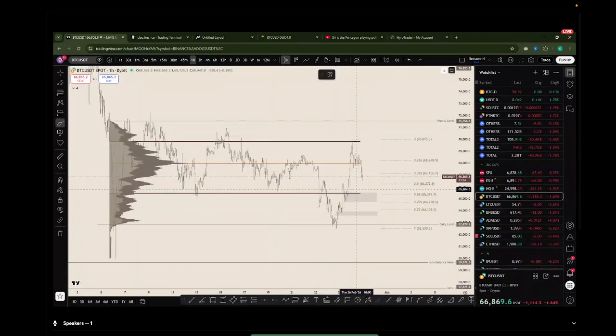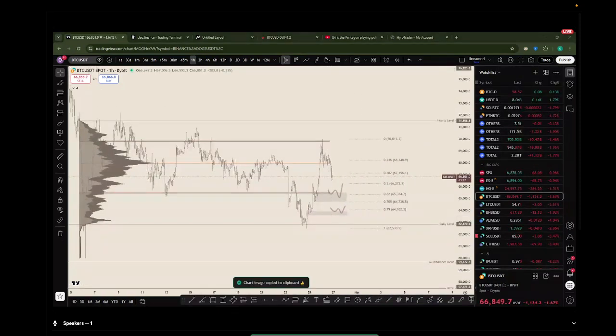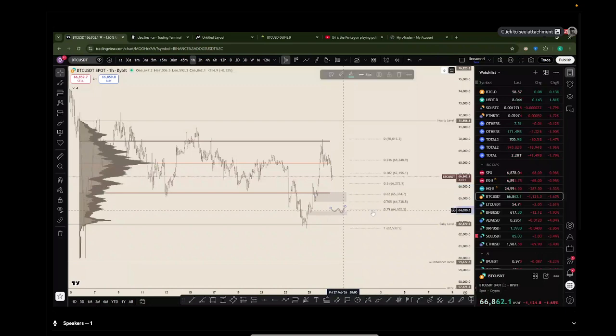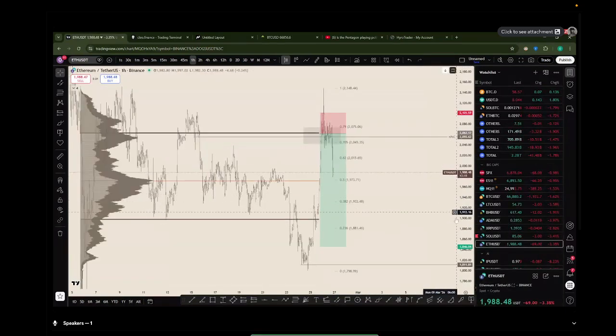So these are my levels, and I'm gonna drop the chart in my channel, in my chat, so you guys can have the idea. Yeah, this is basically it. Now let's look at other coins. Okay, Ethereum. What we are looking at, Ethereum.